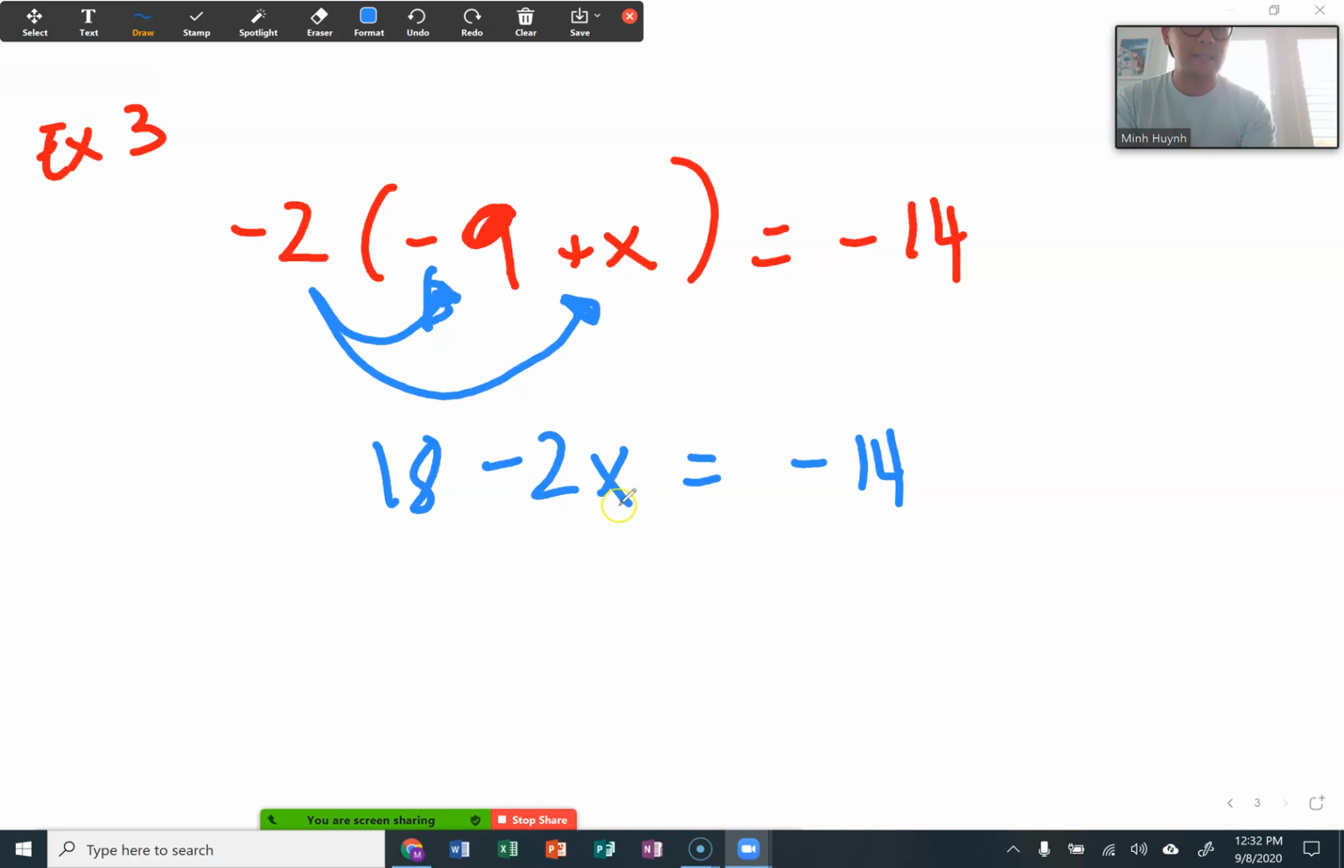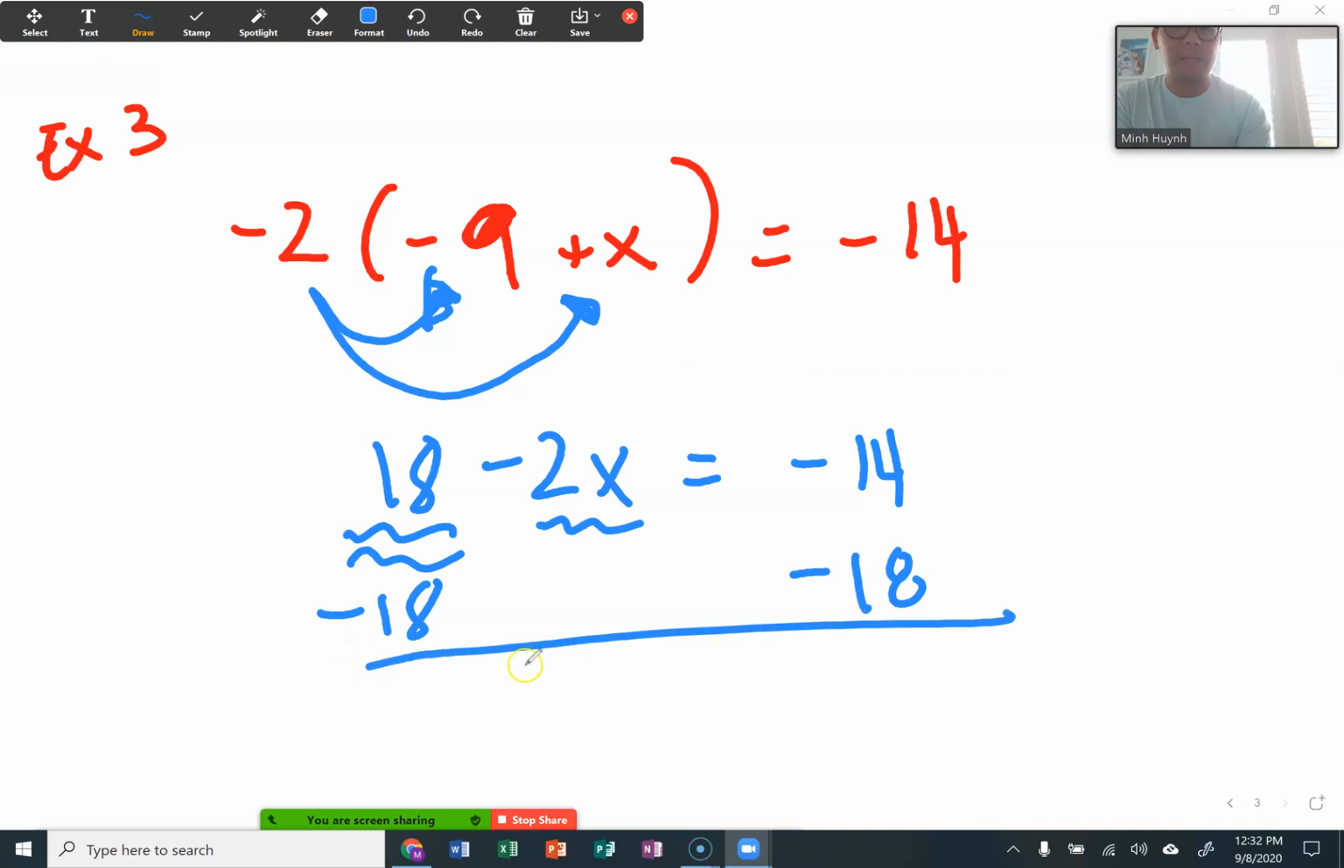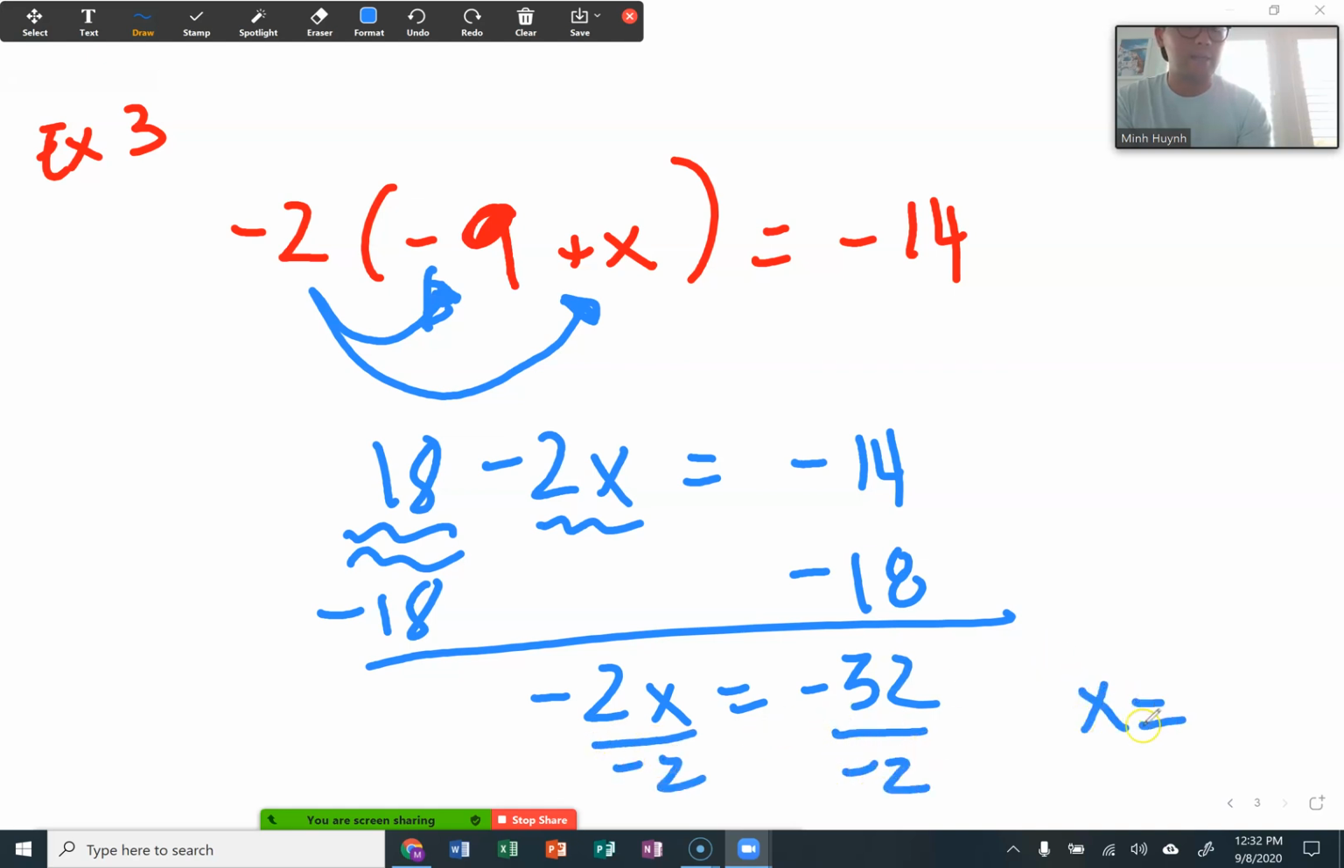So x is alone over here, but we need to get rid of the 18. That's a positive 18, so in order to get rid of the 18, we're going to subtract 18 on both sides. And so that's going to be -2x is equal to -32. We're going to divide by -2 on both sides. So x is equal to positive 16. Okay, so that's how we do those distributive problems.